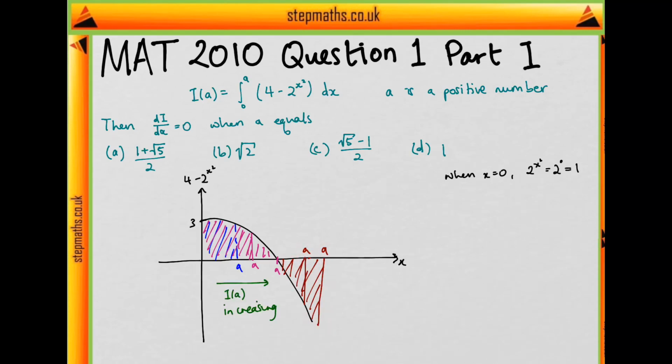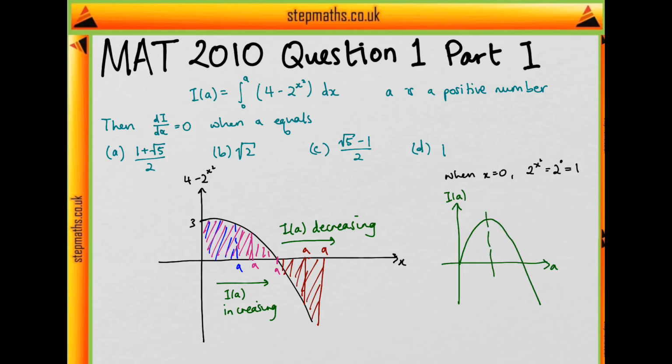So we see that the integral is increasing as we increase a up to this point of intersection, and then past this point of intersection we see that our integral is going to be decreasing because we're adding on negative areas. So our I(a) graph is going to be like this, where this maximum is going to occur when a is at this point of intersection. And well, if we want dI/da equals 0, then we're going to need to know for what values of a this maximum is going to occur, because that's when its gradient is 0.